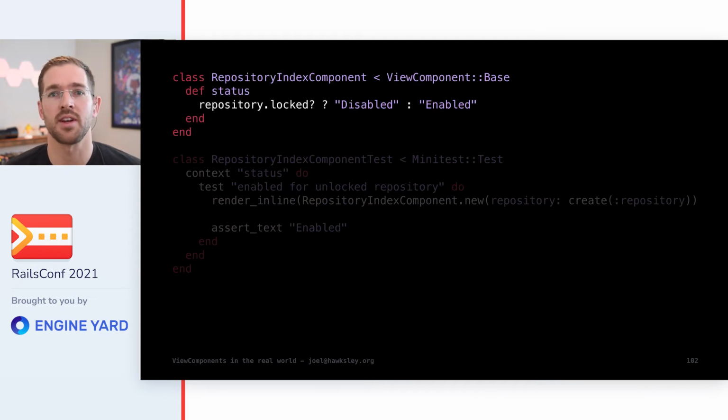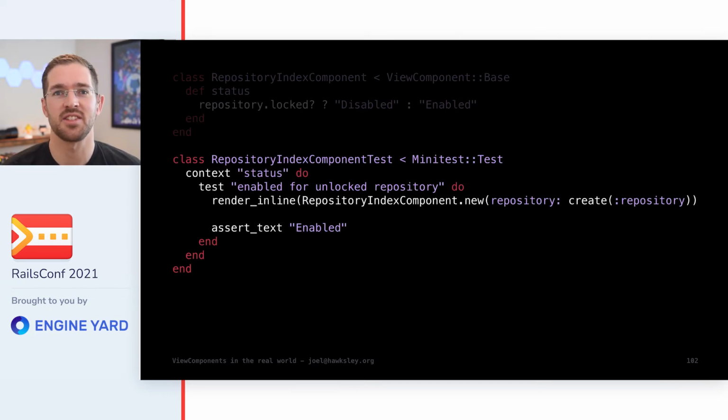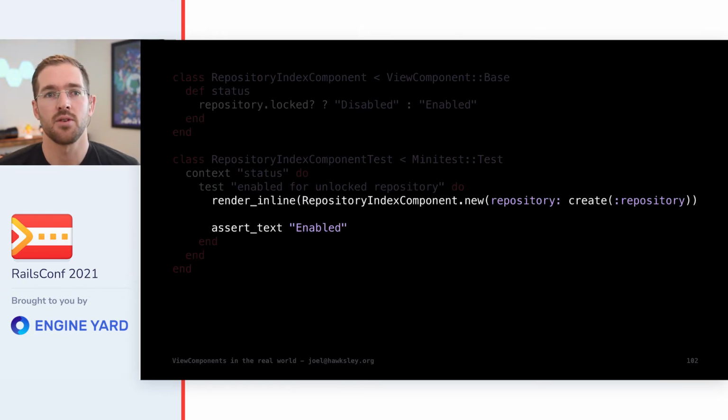So here's what it looks like rewritten as a view component. As you can see, not much has changed. It's really just that we are now inheriting from ViewComponent base, and the name of our class happens to end in component. And for the test, not much really changes either. So we have a render inline method that takes an instance of our component, and then we're using a Capybara matcher to assert that the text enabled is rendered.